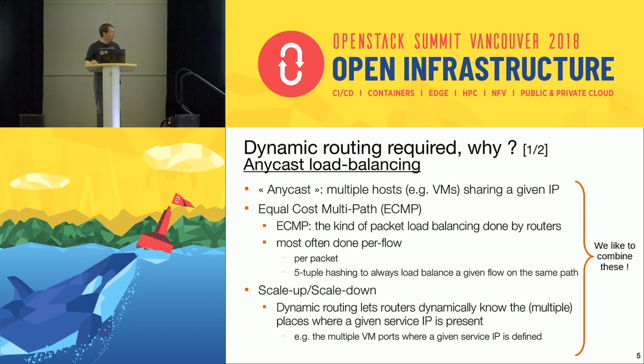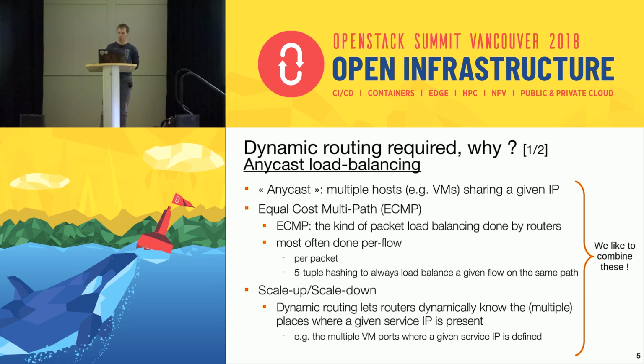So as I said, something that we want to do very often is to combine BGP VPNs and dynamic routing. And dynamic routing allows us to do interesting things. One of them is Anycast-based load balancing. As you may know, Anycast is when multiple hosts, for instance multiple VMs, share a given IP. When this is the case, you have the opportunity to use equal cost multipath, which is the kind of load balancing that IP and MPLS routers can do.